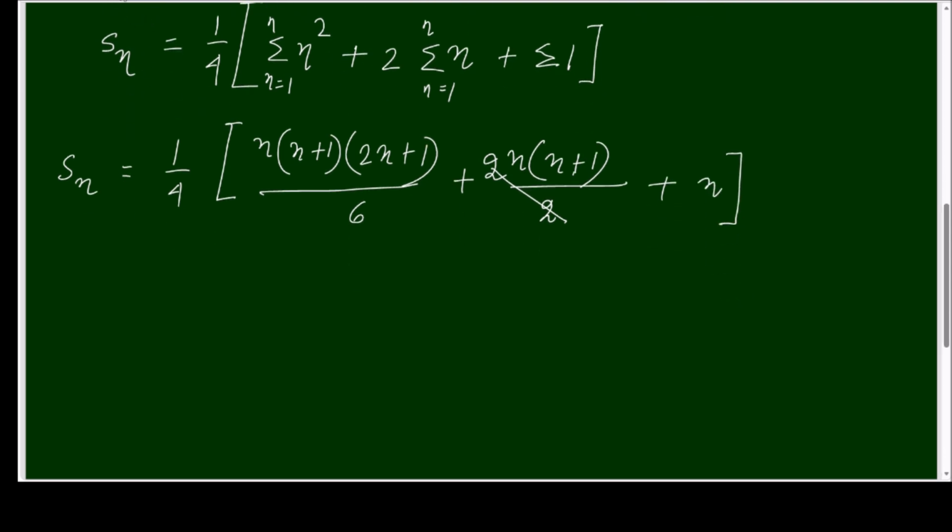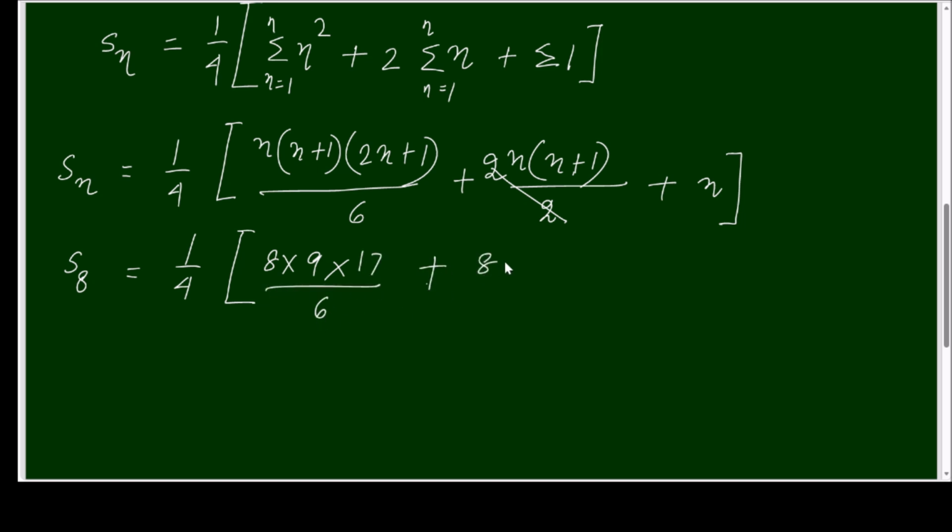Since it is a JEE question, there is no need of getting everything here in terms of n. I'll directly go to the sum of 8 terms. I'll write S8 in place of n. I'll put 8. So 1 by 4, very quickly, n equals 8, multiplied by 8 plus 1, that will be 9, and 2 times 8 is 16, plus 1, 17, by 6.